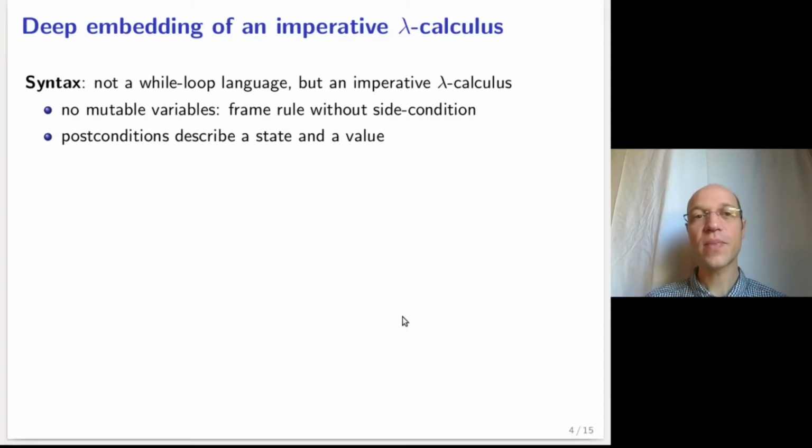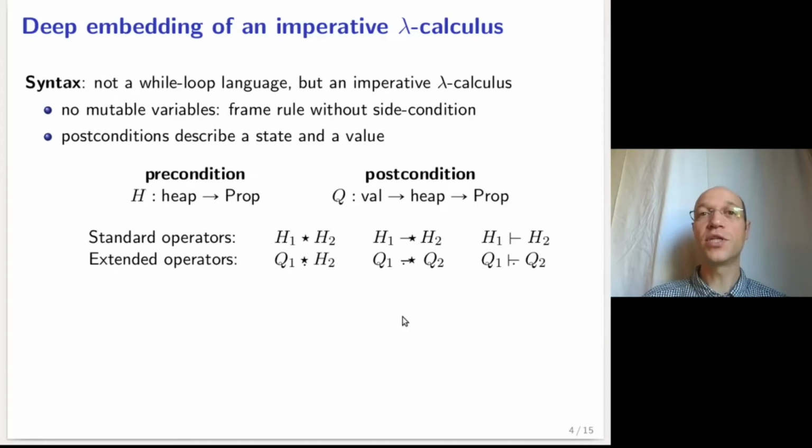At the same time, the use of a lambda calculus means that every term produces a value, and this leads to a minor complication: the fact that postconditions need to describe not just an output state, but also an output value. Concretely, where preconditions are of type heap to prop, postconditions are of type value to heap to prop. The standard operators, such as star, magic wand, or entailment, thus need to be extended to a form that operates on postconditions. These are marked with a little dot symbol below the operator.